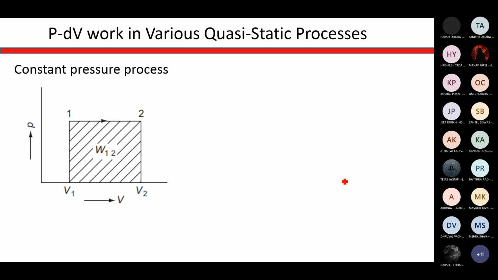So the PV diagram is drawn, state point 1 to 2, the volume changes from V1 to V2, and the pressure is constant. Find out the work done, W1-2. So this will be integral PdV. So the pressure will remain as it is because it is constant, and the volume changes from V1 to V2. So that's why the integral of dV will be replaced by V2 minus V1. So this is the work done in the constant pressure process.